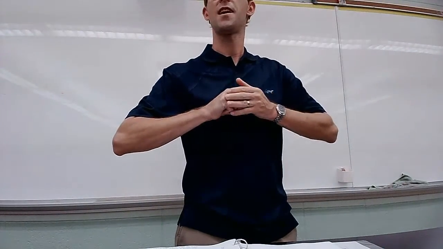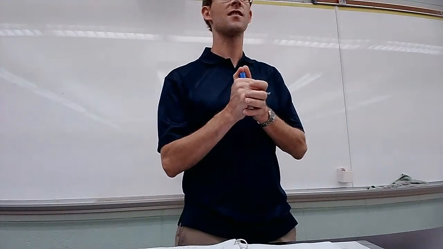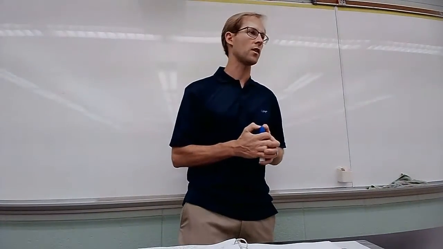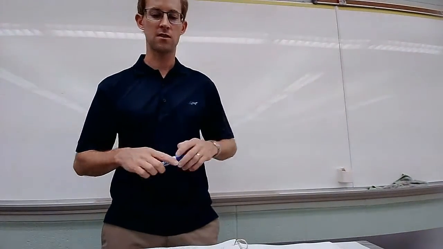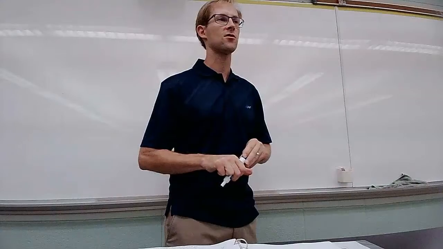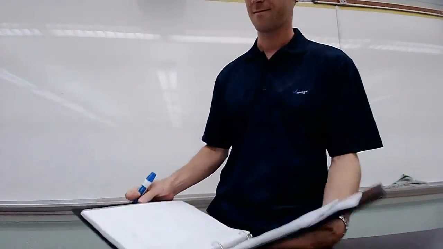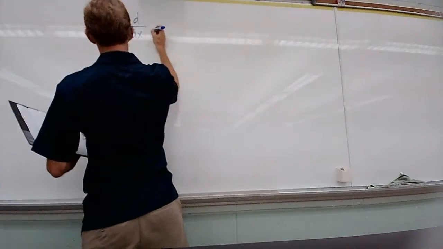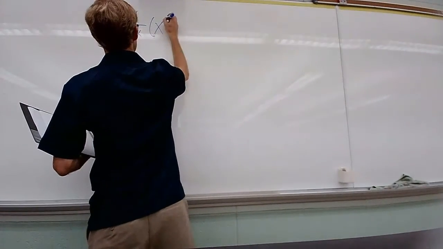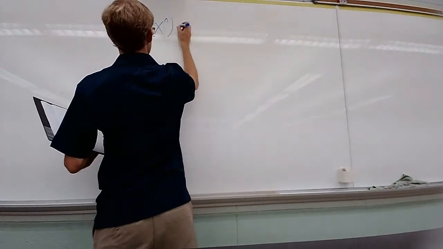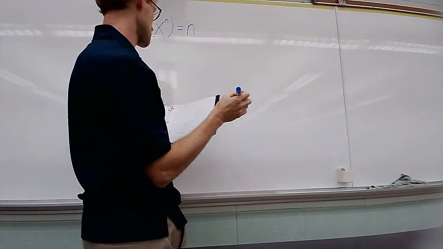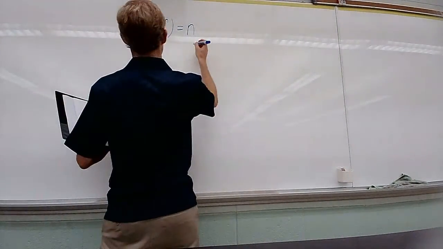So, the main thing you got to write down to start this is that a derivative is the slope of a function at a certain point. A derivative is the slope of a function at a certain point.